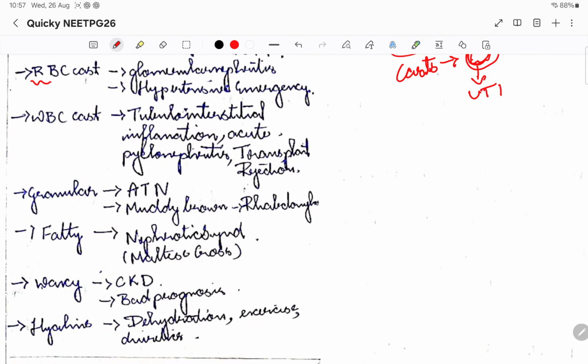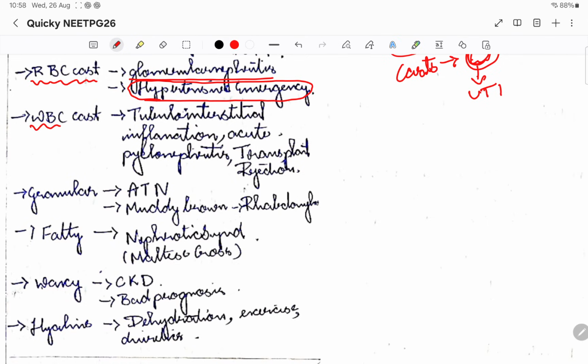Basically, if there is an RBC cast in the urine, it means that there is a glomerulonephritis happening. Even in hypertensive emergency, RBC casts can be seen. Meaning RBC is getting leaked out from the glomerulus. It was not supposed to happen, right? So that is getting leaked out is what it means.